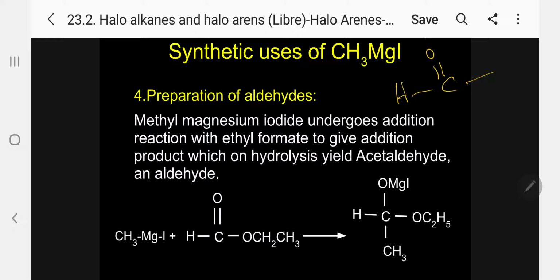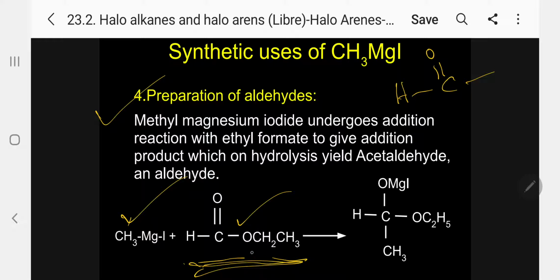What is the reagent? Just see here. Ethyl formate. So, any formate you can take. Kindly follow. Any formate. You can take methyl formate, ethyl formate, propyl, anything. When you treat with the Grignard reagent, you get the corresponding intermediate for producing aldehyde. Kindly see here. Methyl magnesium iodide undergoes addition reaction with ethyl formate.